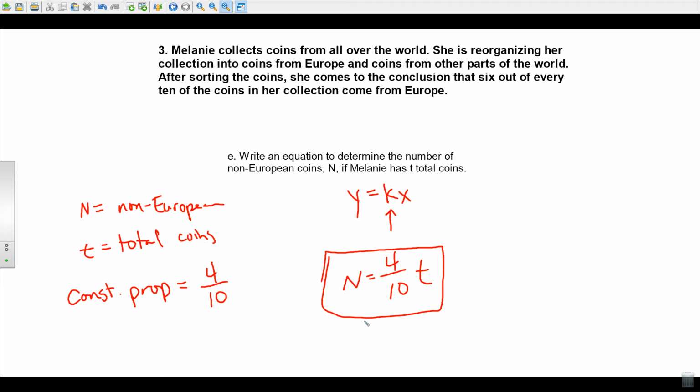I'm going to skip part F, the graphing part of this. I just wanted to be clear on how to use the ratios, how to solve proportions, and how to write equations from all of that information.